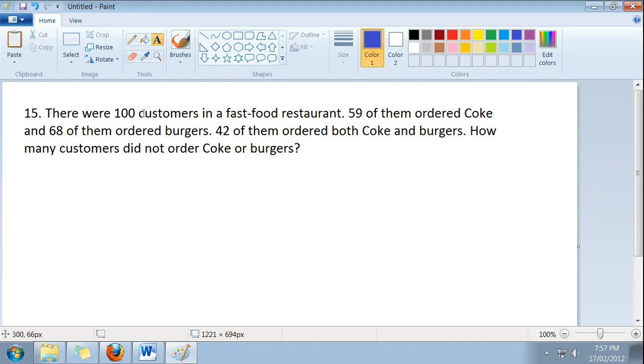It says there were 100 customers in a fast food restaurant. 59 of them ordered Coke and 68 of them ordered burgers. 42 of them ordered both Coke and burgers. How many customers did not order Coke or burgers?